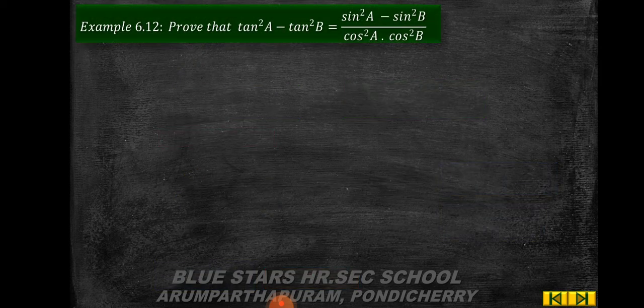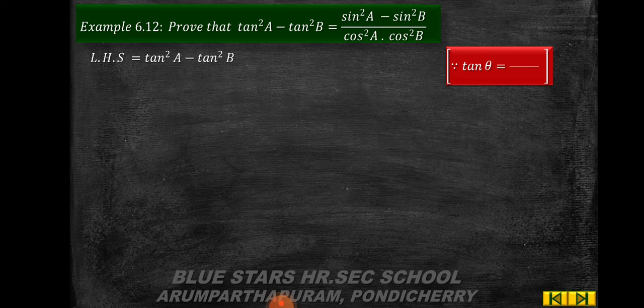Example 6.12. Prove that tan square A minus tan square B is equal to sin square A minus sin square B divided by cos square A into cos square B. Left hand side, tan square A minus tan square B. We know the formula tan theta is equal to sin theta by cos theta. So which is equal to sin square A by cos square A minus sin square B by cos square B. The next step is cross multiplication.